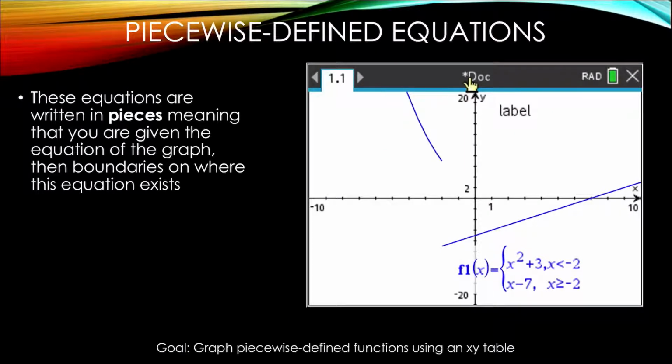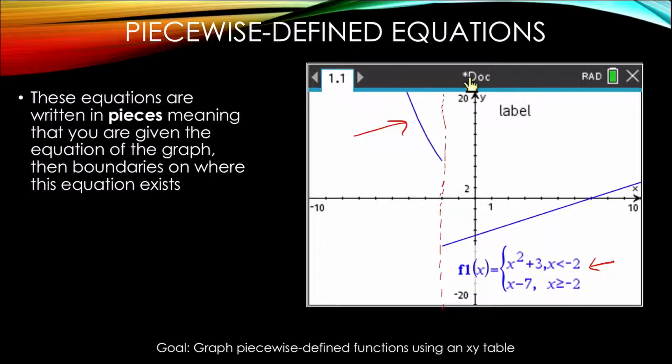A piecewise defined equation is an equation that is written in pieces, meaning you're given the equation of the graph, then boundaries on where this equation exists. So if we look at this image here on the right side of your screen, this left part goes with this equation down here: x squared plus 3, only when x is less than negative 2. So here's negative 2 right here. It is only that equation for when x is smaller than negative 2, which makes sense for right there.